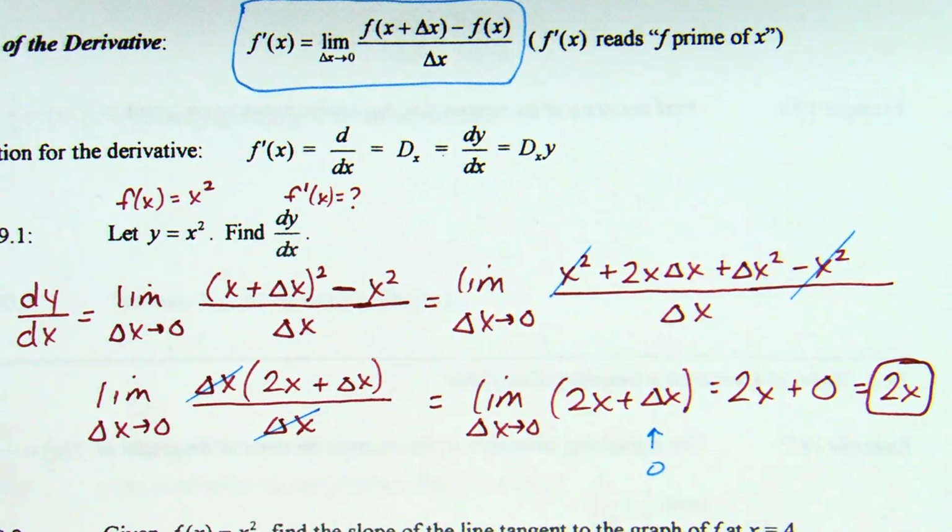So no matter what form they write the definition of the derivative, like f prime of x or dy over dx, it's always the same thing. There's no other meaning. It's all the same formula.